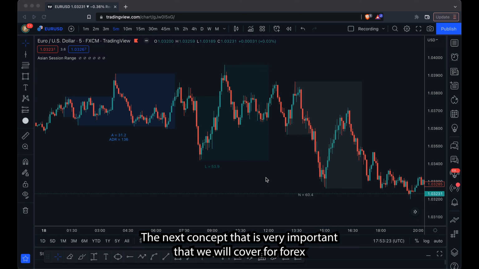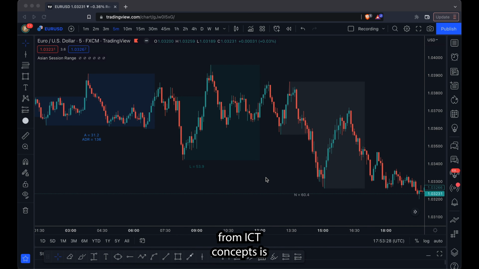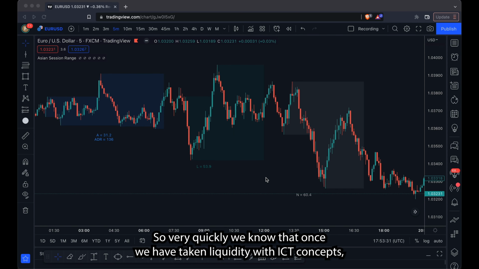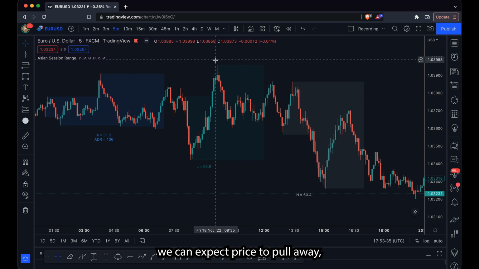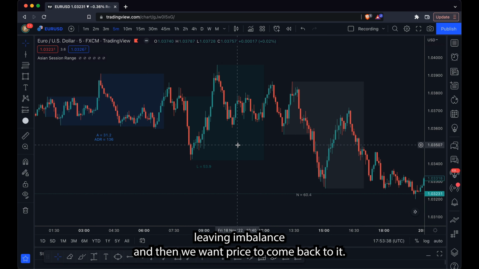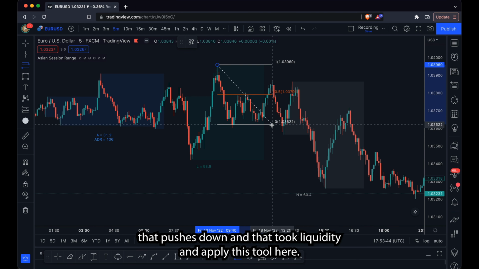The next concept that is very important that we will cover for Forex from ICT concepts is discounts and premiums. So very quickly, we know that once we have taken liquidity with ICT concepts, we can expect price to pull away, leave an imbalance, and then we want price to come back to it. Now, when doing so, a very good tip is to use that swing that pushes down and that took liquidity and apply this tool here.